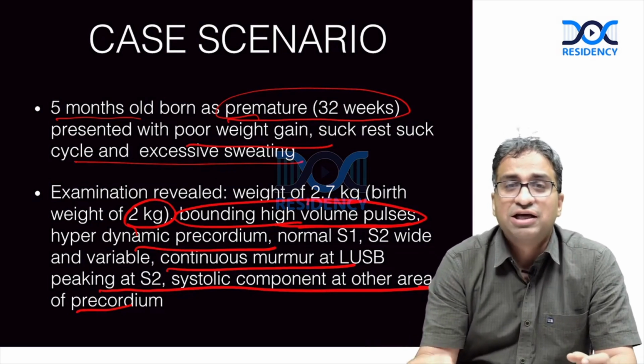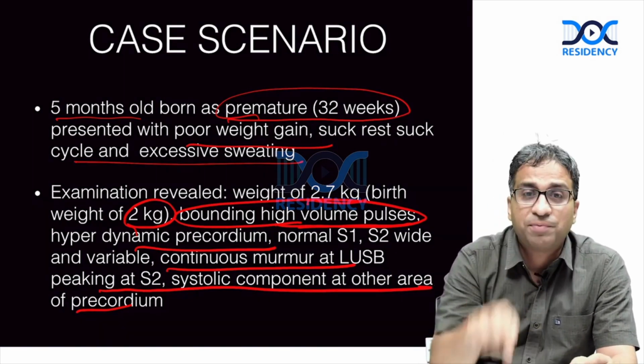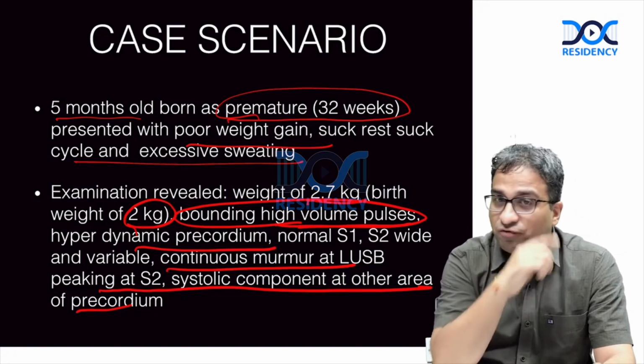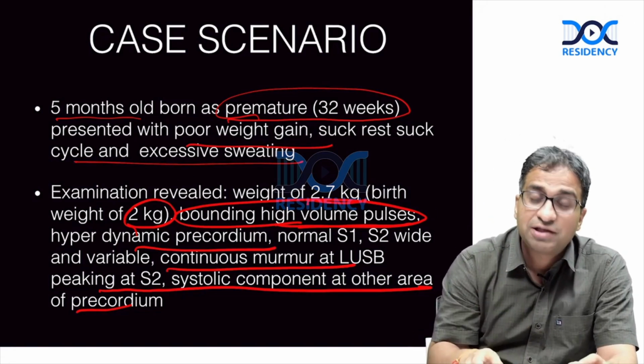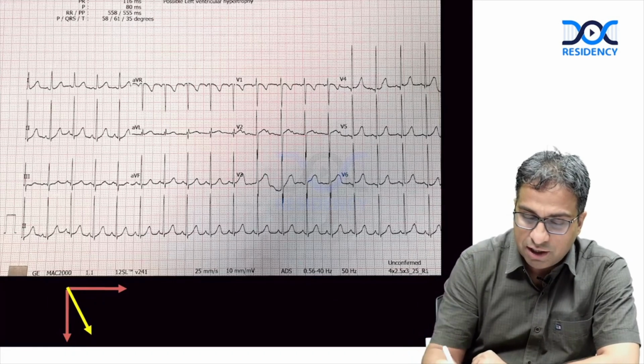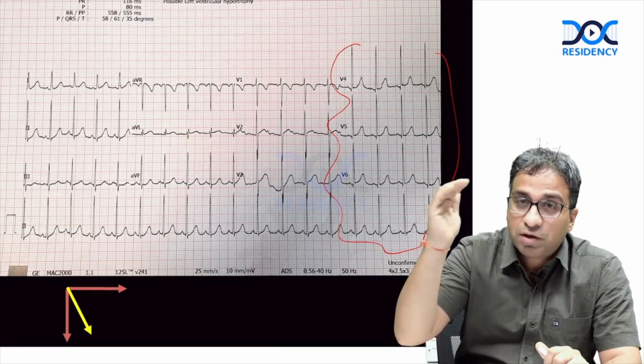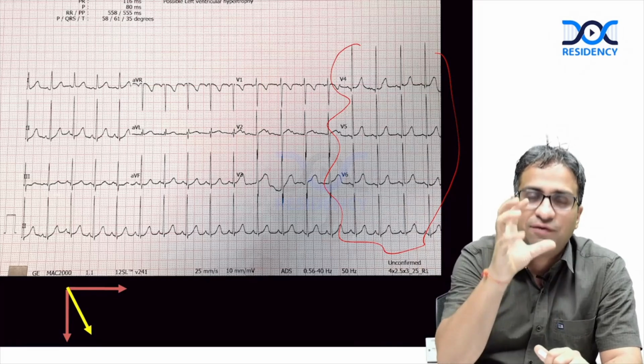So in such a case, when there is a preterm, the chances of having a PDA are very high. In the same way, a preterm at 5 months presented with failure symptoms, having bounding pulses and a continuous murmur, that is typical of the PDA. If you see again, the ECG reflects the same because in PDA the blood goes from the descending aorta to the pulmonary artery, and the PA will get dilated.